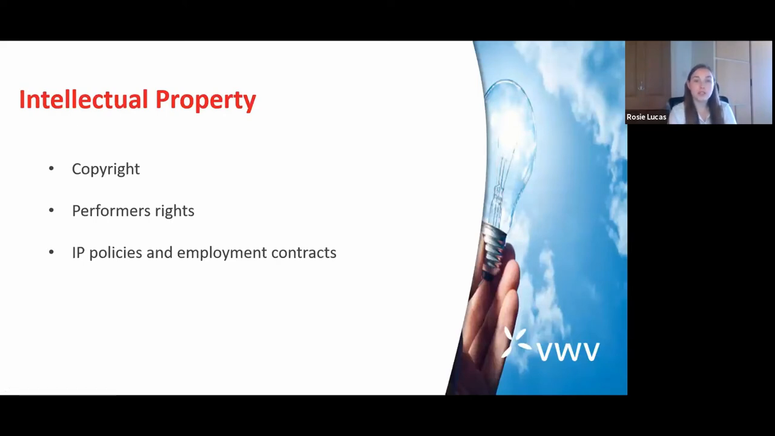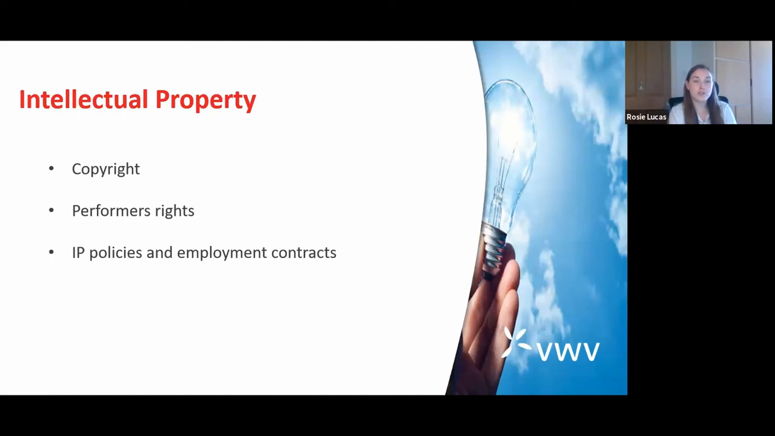The position would probably be different for visiting lecturers, and it's likely that either the visiting lecturer or their employer would own the copyright in their teaching materials. And so you'd need to consider checking that you have the appropriate license to record and reuse those materials.